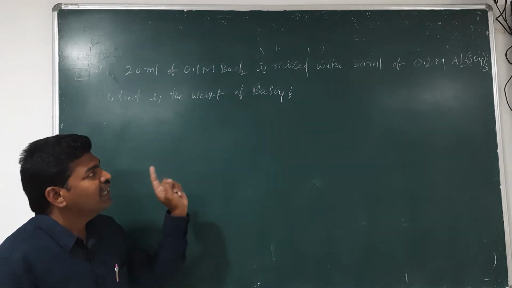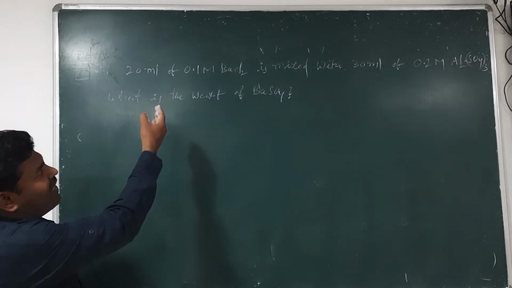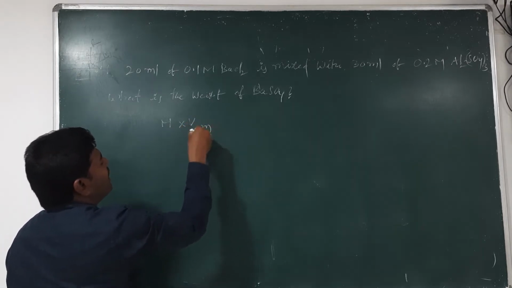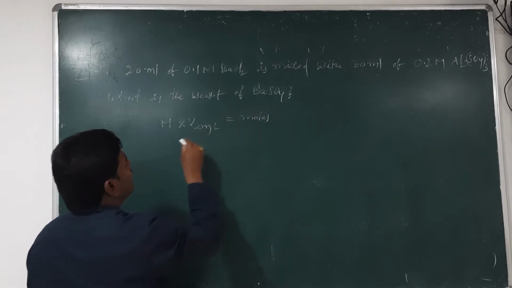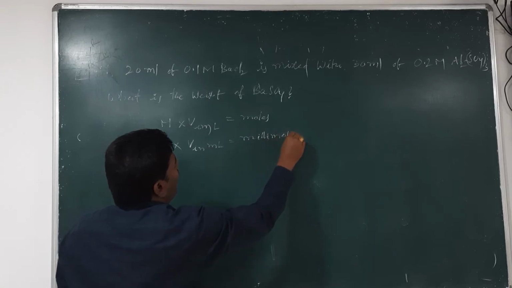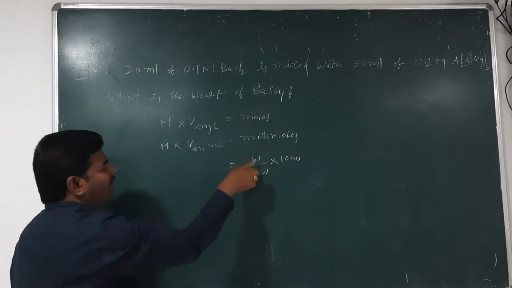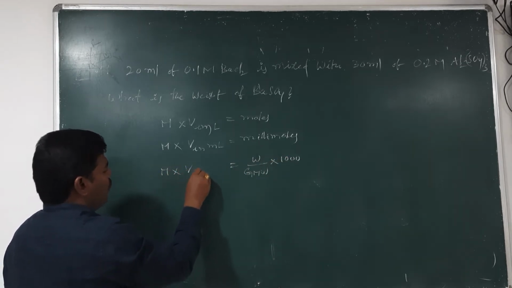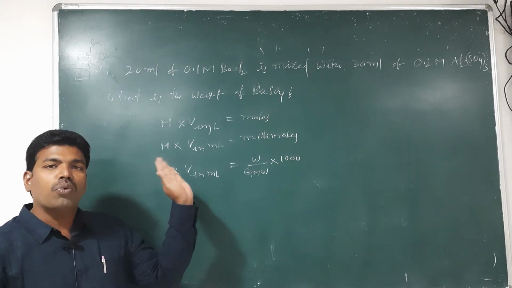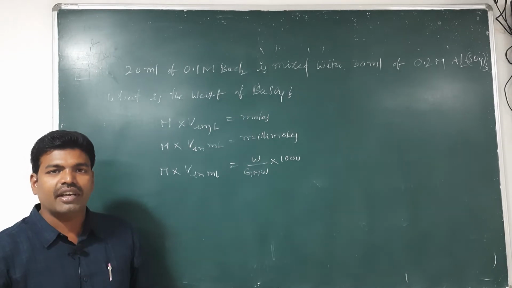Coming to the problem, here the volume is given in mL, and what is given is molarity and volume in ml. We know that molarity into volume in liters is equal to moles, and molarity into volume in ml is equal to millimoles. Of course, we can write millimoles as weight by gram molecular weight into 1000. Therefore, weight by gram molecular weight into 1000 is equal to molarity into volume in ml. I solved this problem both by using the mole concept and by using the equivalent concept. Okay, right.